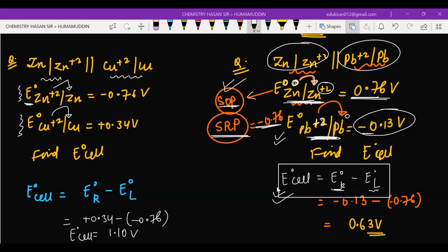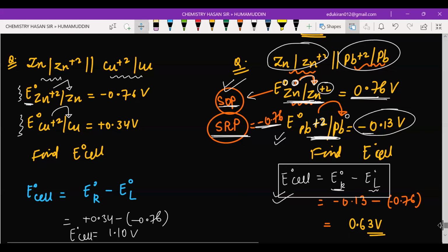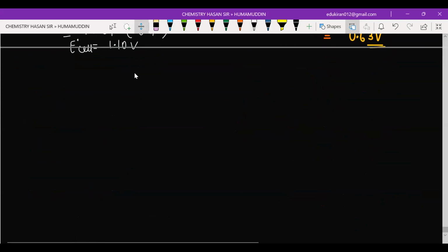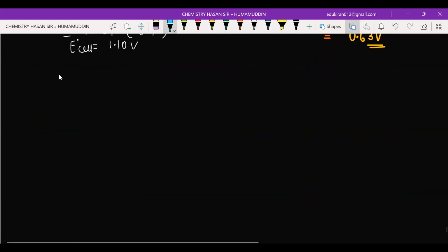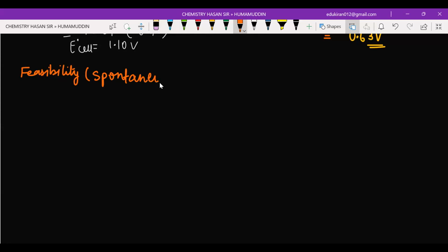The next topic. Now you can easily calculate the value of E naught cell or E cell, right? The next topic is feasibility. Feasibility, that means spontaneity of cell, and gives free energy.